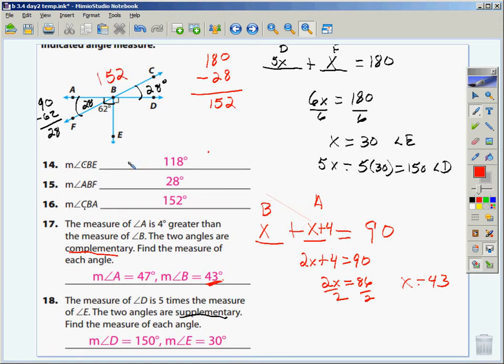You with me that far? I've worked the picture. CBA. Angle CBA. Now I can answer it straight out. How big? 152. I always work these kind of problems. I work what's in the picture first, then I start answering questions, because 9 times out of 10, if you do that, the answer is going to be in your picture.